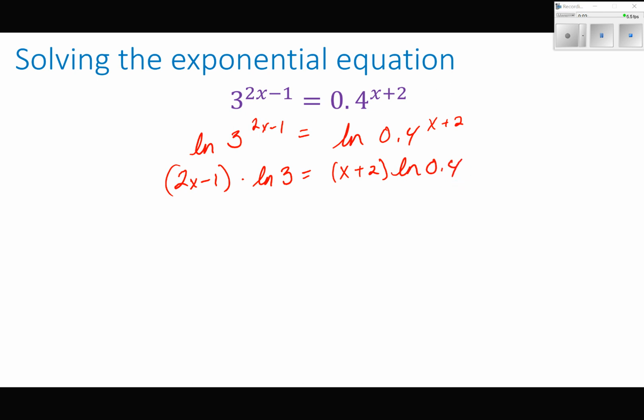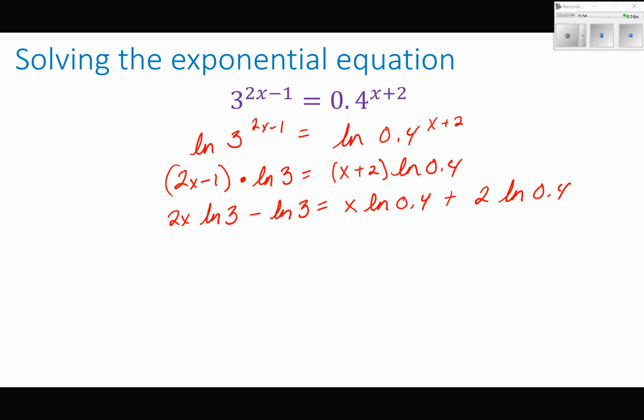Now it's just algebraic manipulation. Again, we're trying to solve for x. So if I were to multiply, so I have a binomial 2x minus 1 multiplied by natural log of 3, so that becomes 2x times natural log of 3 minus 1 times natural log of 3. No need to write the 1. And then x times natural log of 0.4 plus 2 times natural log of 0.4. And so now we've distributed everything in.